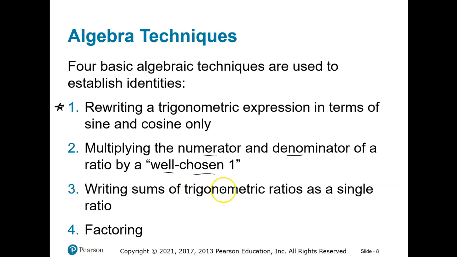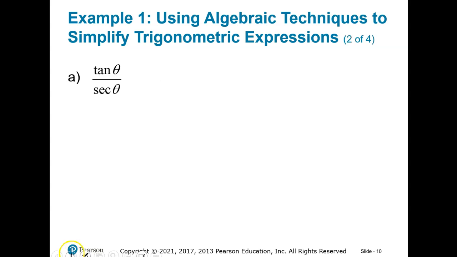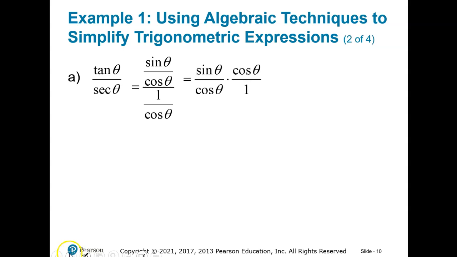All right, writing sums of trig ratios as a single ratio, that typically just means get a common denominator and then add those things together. And then factoring, sometimes factoring will lead to simplification. All right, we want to simplify tangent divided by secant by rewriting each trig function in terms of sine and cosine. That's one thing we're going to do. All right, so let's start that process. Tangent is sine over cosine. Secant is 1 over cosine. So we're going to switch those. And then because we're dividing fractions, we're going to flip the bottom one and multiply. That's just how we divide fractions. The cosines cancel, and we're left with just sine.